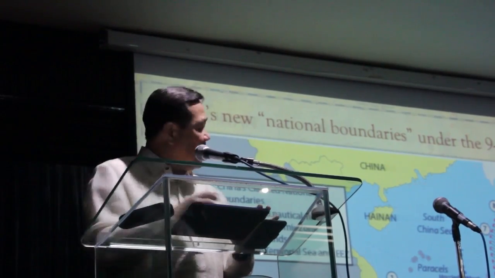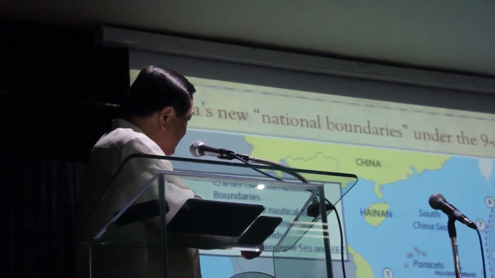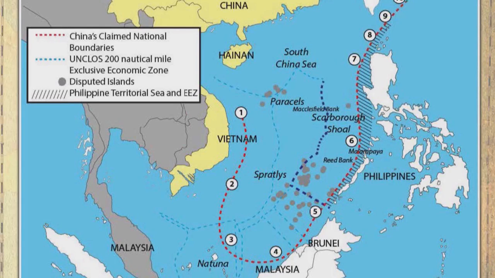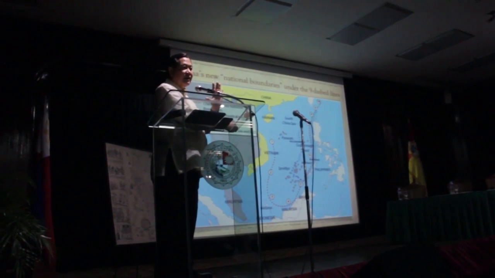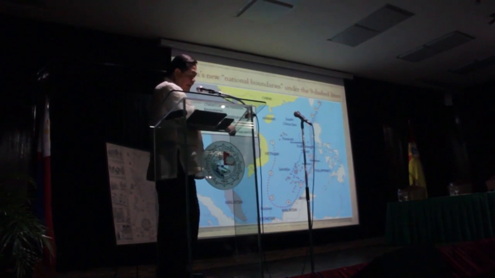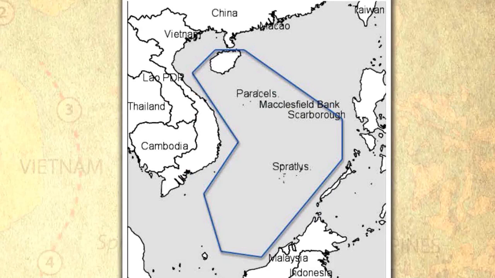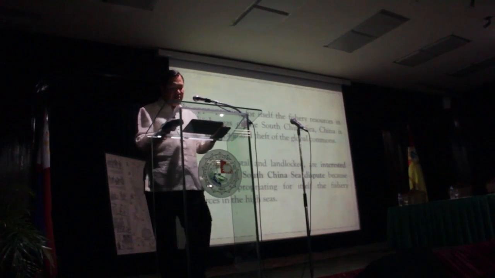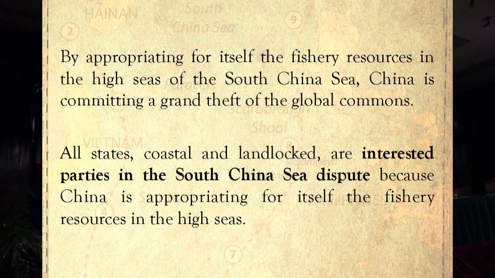But what has China done? Now, this is the high seas. 20% of the South China Sea is high seas. Beyond the EEZ are the high seas. All the fish in the high seas belong to mankind. It's part of the global commons. All states have a right to fish here. But China has said, these are the waters administered by Hainan, the province of Hainan. It includes the high seas. By appropriating for itself the fisheries resources in the high seas of the South China Sea, China is committing a grand theft of the global commons. All states have a right to fish there.